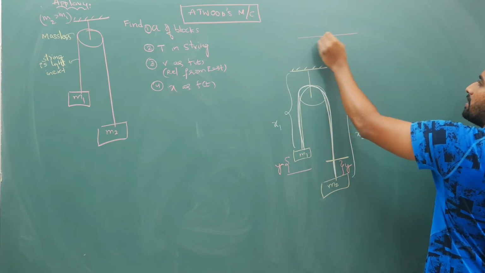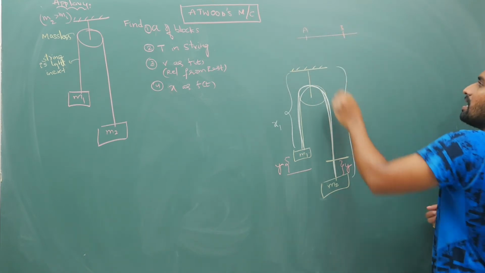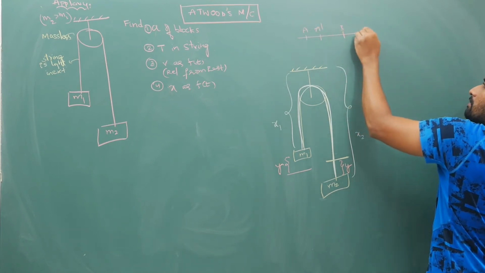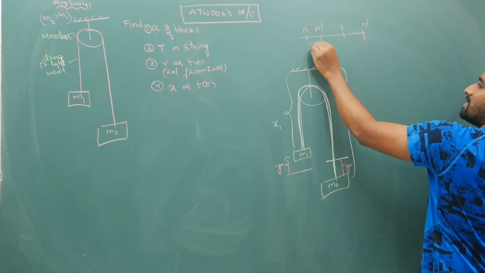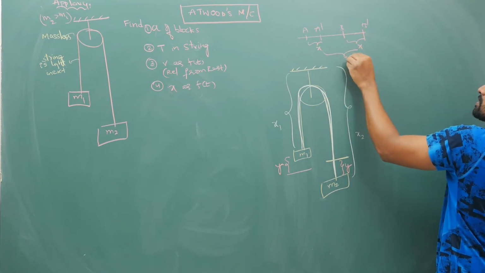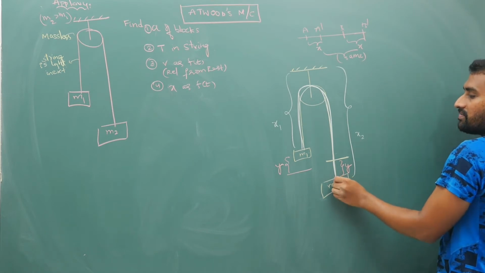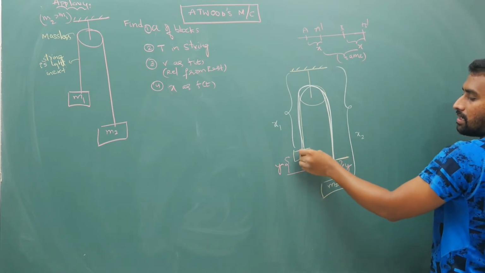Okay, so my point is, if you have 2 points on a string A and B, if A moves to A dash, B moves to B dash, if it is inextensible, this distance is supposed to be same for both, then only you can call this string to be inextensible. So if this comes up, this comes down.